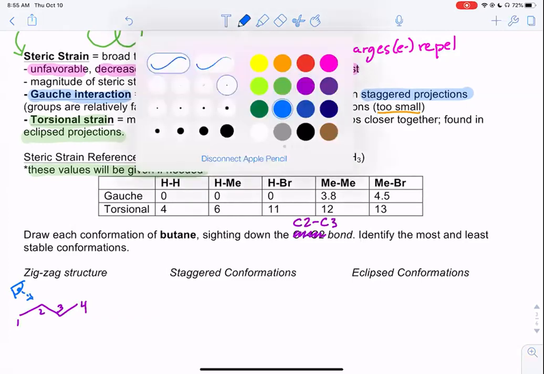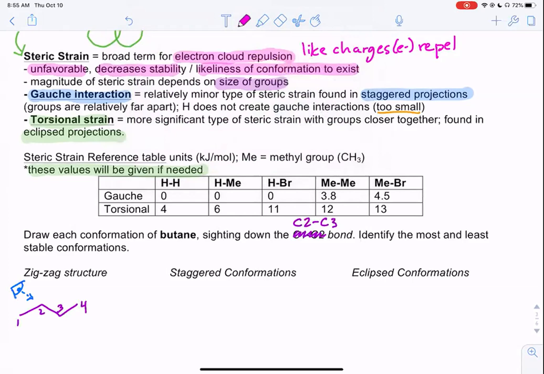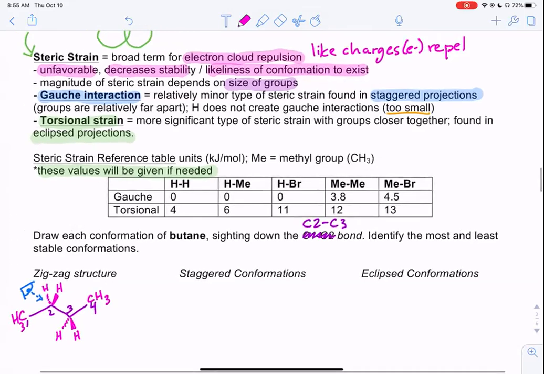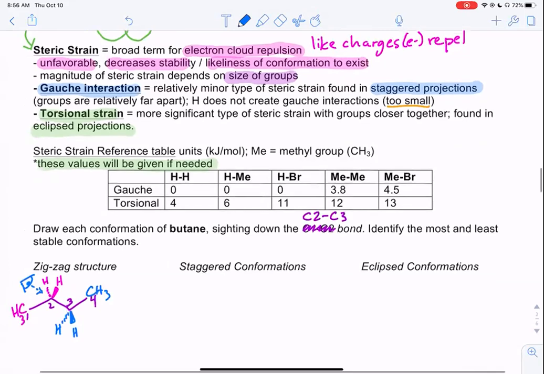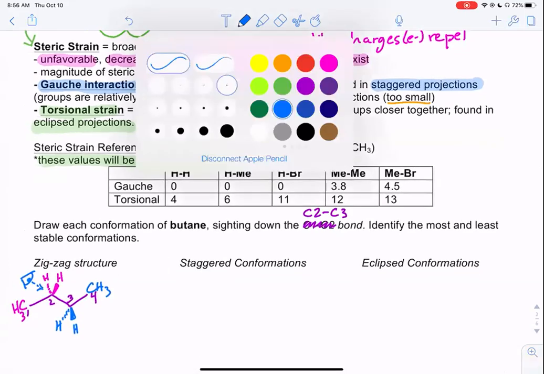Students find it very helpful to draw in the other groups that are there. So we have a hydrogen that's going back and a hydrogen that's forward on 2, and the same thing, a hydrogen that's going forward and a hydrogen that's going back here. And don't forget that 3 is connected to 4, which is the CH3 group, and 2 is connected to 1, which is also a CH3 group. I'm going to change this and actually color code it so it looks a little nicer for y'all. Oh, that's better. Okay, so let's take a look down that bond.